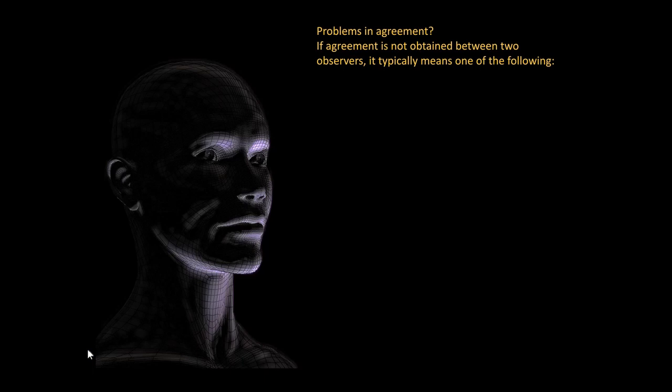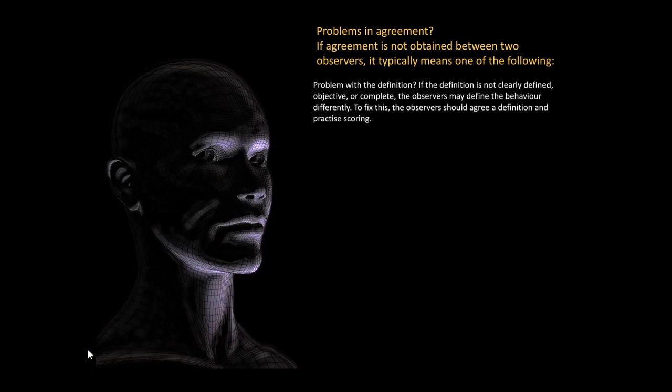When there are problems in agreement, if agreement is not obtained between two observers, it typically means one of the following. Problems with the definition. If the definition is not clearly defined, objective or complete, the observers may define the behavior differently. To fix this, the observers should agree a definition and practice scoring.